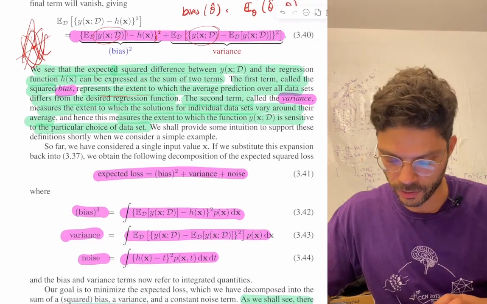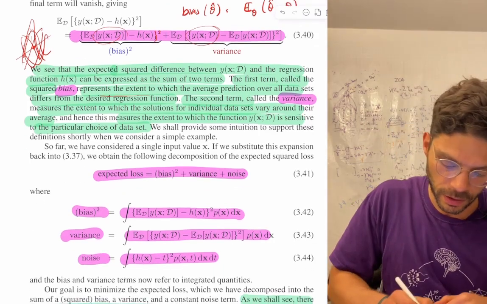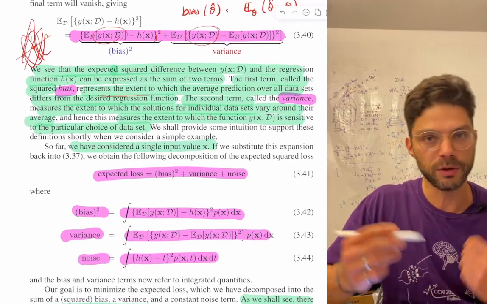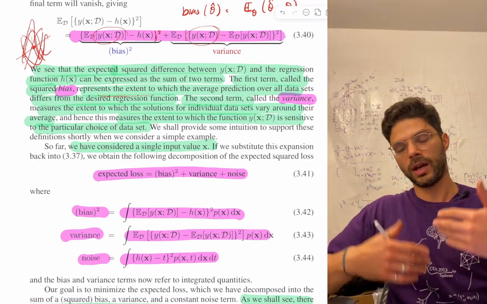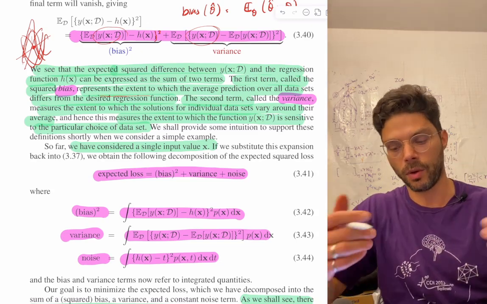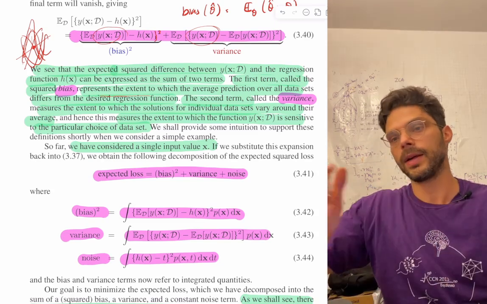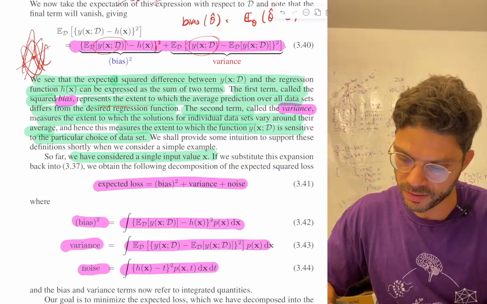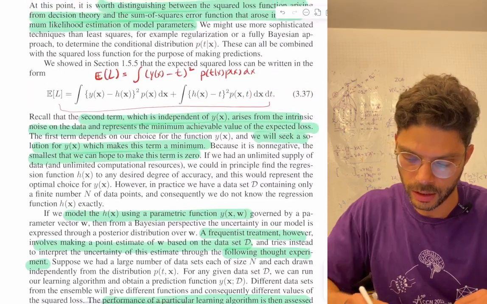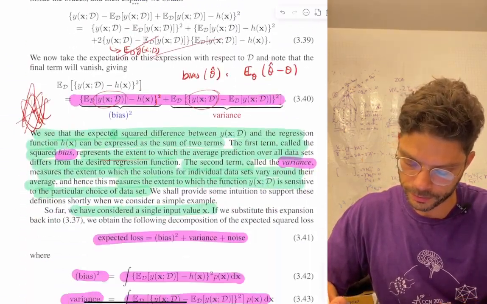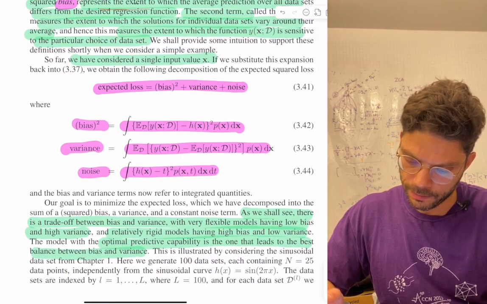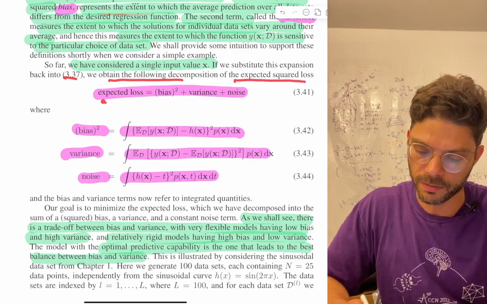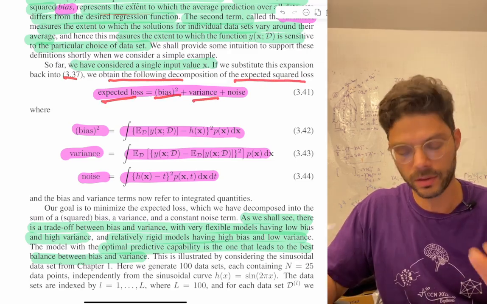Okay, great. So we're going to see this happening in action. Now, so far, this is important: we've considered a single value of x, and I like how he's built this up, because there are two kinds of averages happening. So it's good to do them one at a time, focus on a single point, and then expand out to all the points. If we substitute this expression back into 3.37, we obtain the following decomposition of the expected squared loss. So expected loss is bias squared plus variance plus the noise.